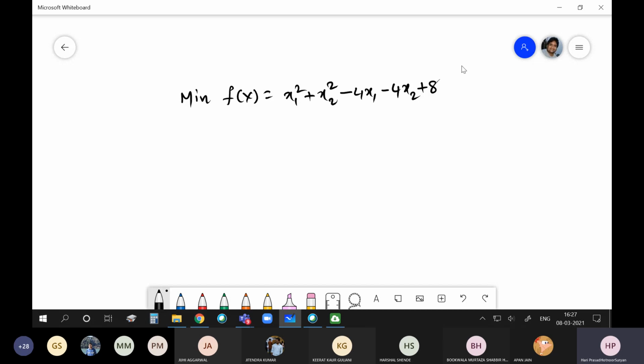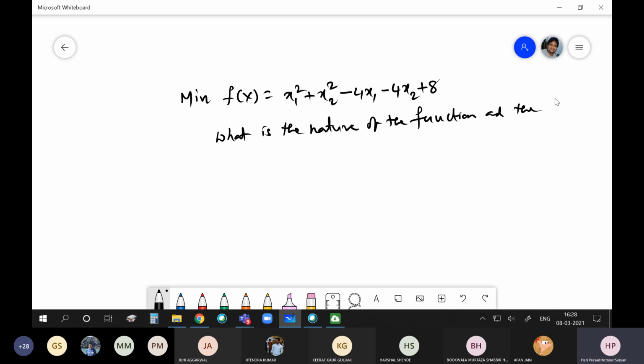So find out what is the nature of the function. Is it a convex function or a concave function? If so, what is the nature of the function? And find the minima or maxima. Please do it. Let us see. I will give you 5 minutes.